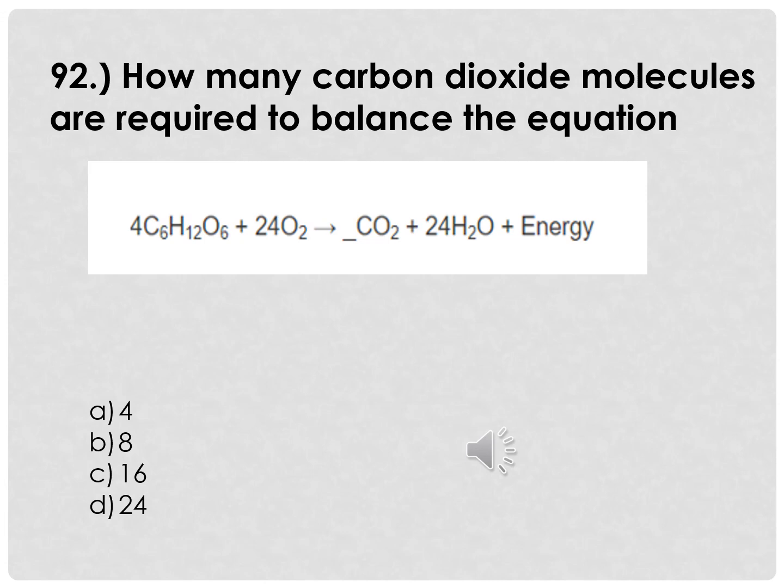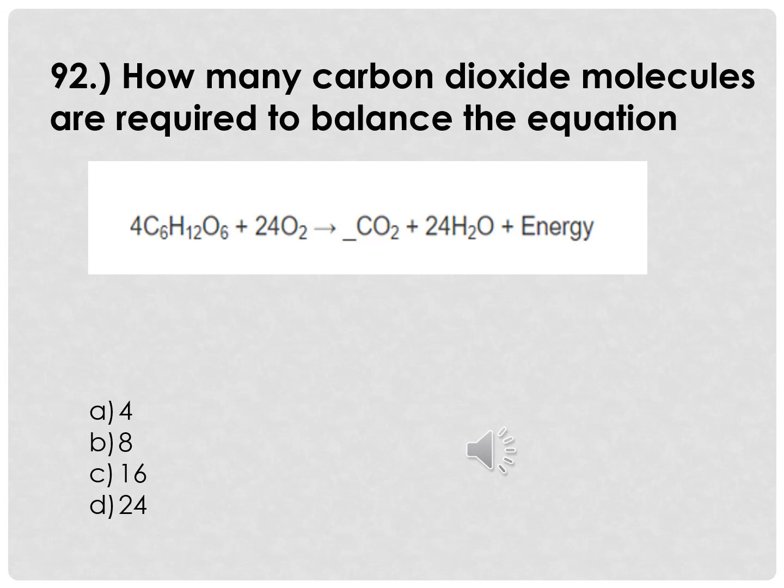How many carbon dioxide molecules are required to balance the equation? In order to balance this equation, we need to count the number of carbons on the left-hand side so we know what number to put in front of CO2 on the right-hand side.